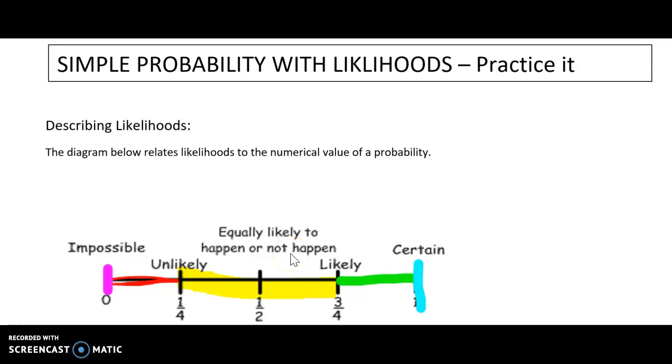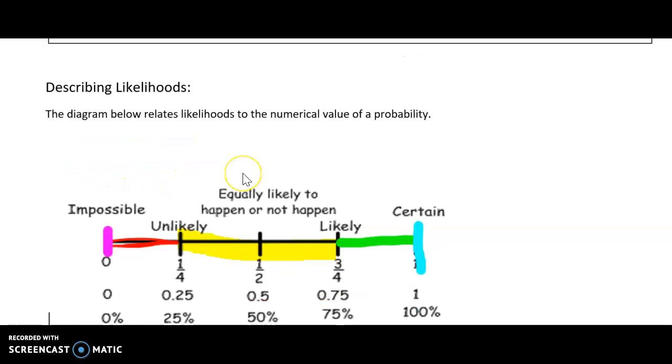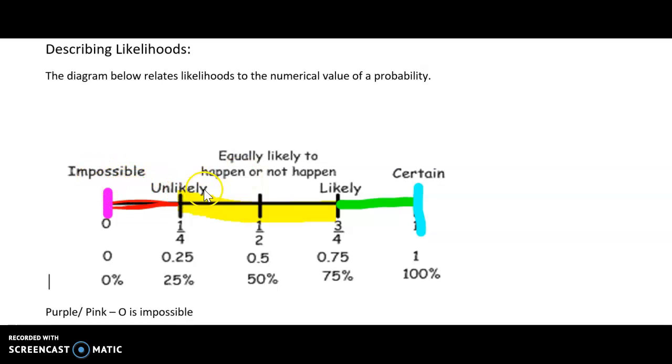Yesterday's lesson was calculating the probability of a simple event. Now we're going to put into words the likelihood an event will happen. So it is based on a diagram, and this diagram relates to likelihoods. So when you calculate your probability and you change it from a fraction to a decimal, there are some numbers that correspond to some words.